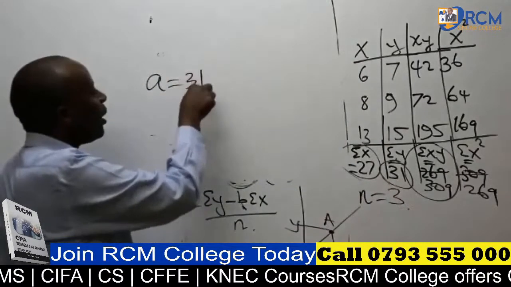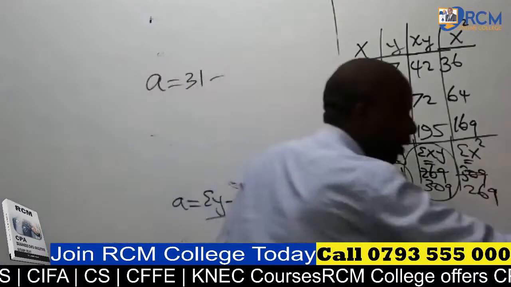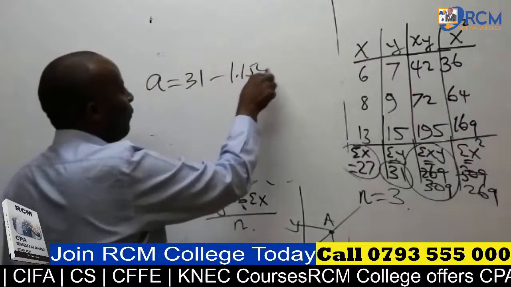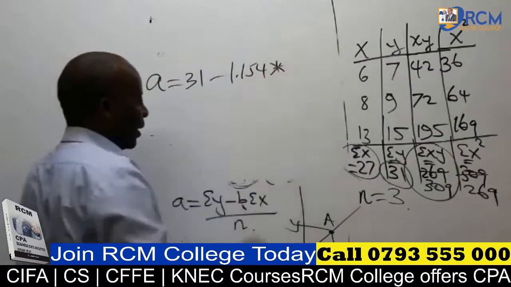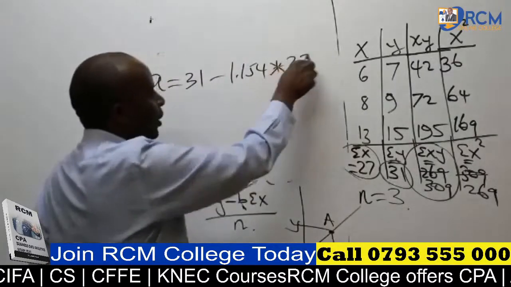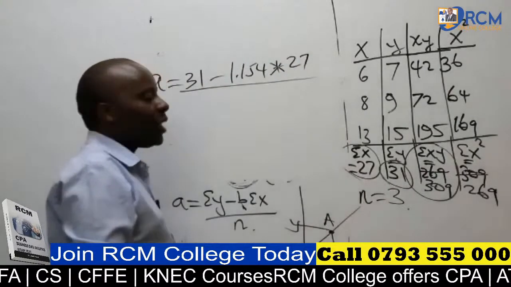It is 31 minus the value of B that we got. The value of B that we got, ladies and gentlemen, was 1.154 times summation of X. Summation of X happens to be what here, somebody? 27. Everything got to be divided by N, which is 3.